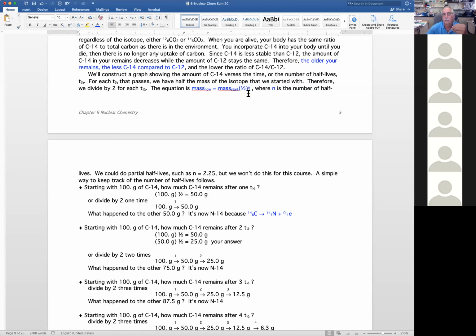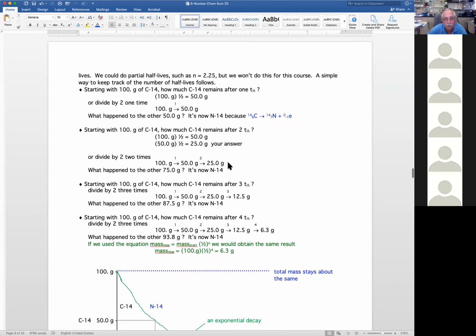So what happens if n is 1? If 1 half-life goes by, I'm taking the mass and dividing by 2. If n is equal to 2, if 2 half-lives go by, I'm dividing by 2, and then I'm dividing by 2 again. Get it? So when you have this type of equation, n could be a fraction. It could be 2.2. It could be 2.9. But we're not going to have to do that in this course. I just want the concept here, not trying to do exponential equations on our calculators.